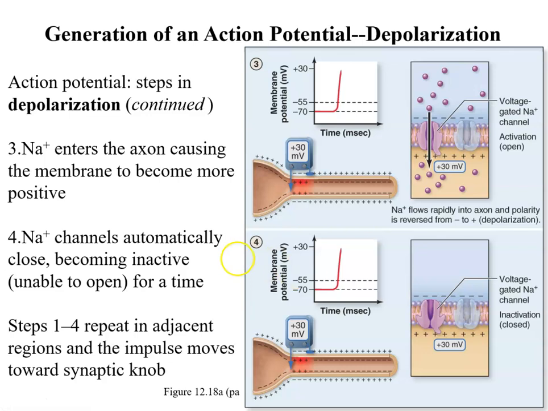Sodium enters the axon, causing the membrane to become more positive. We said that. Sodium channels automatically close after a certain period of time, becoming inactive. Then these steps repeat in adjacent regions as the impulse moves down the axon toward the synaptic knob. You've got to really pay attention to which gates are open on the voltage-gated sodium channel at which times, and pay attention to this graph too, okay?